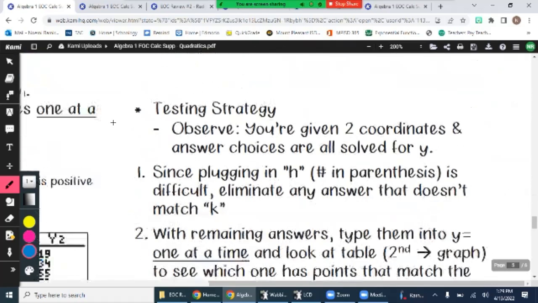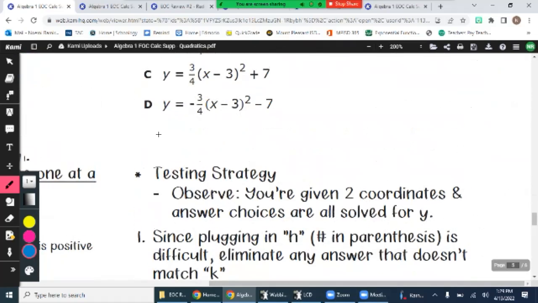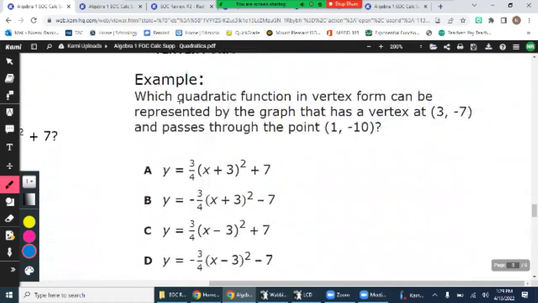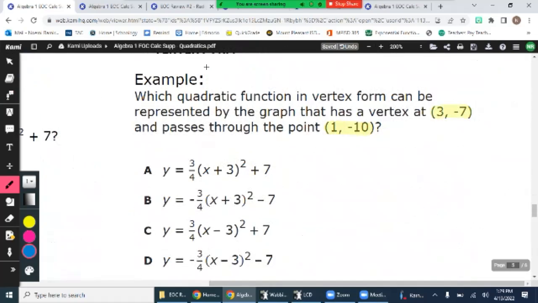I have your testing strategies listed right here. Yes, it's a lot of words. Yes, you have to read a little bit. Get over it. This is going to help you. Testing strategy: observe. Notice that they're giving you two coordinates, 2 points on that graph. One of them specifically being the vertex, being my H and K.